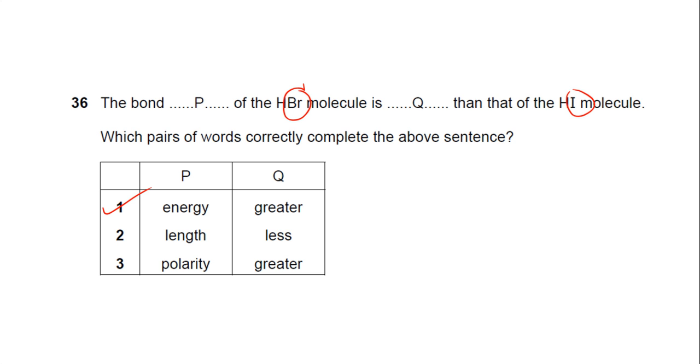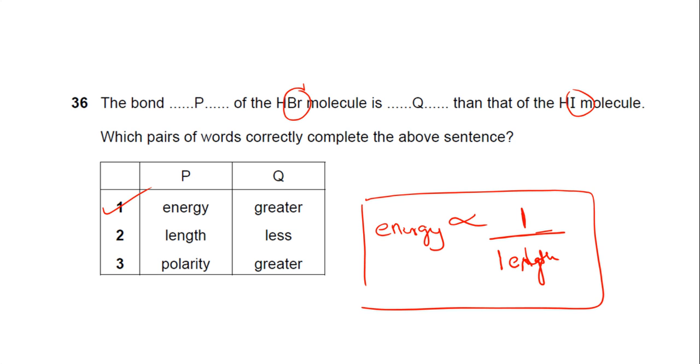The bond energy of the HBr molecule is greater than that of the HI molecule, and that's something you can confirm with the data booklet as well. The second statement says the bond length of the HBr molecule is less than that of the HI molecule. Remember one thing, bond energy is inversely proportional to bond length. Remember this.